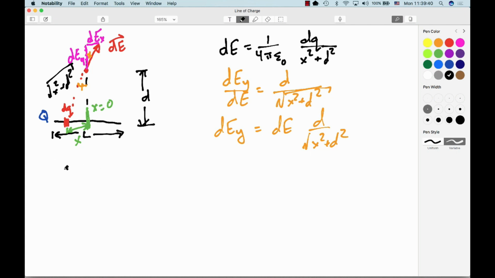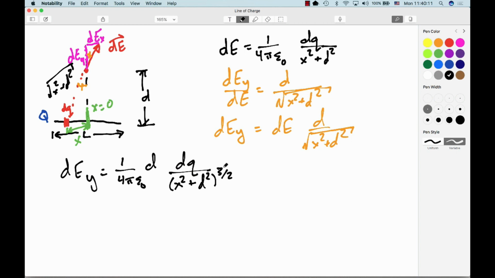And so our dEy would be equal to, putting in for the dE, 1 over 4 pi epsilon naught d times dq over, now here we had a square root of x squared plus d squared. We're going to be multiplying it by another x squared plus d squared there. So that's going to give me x squared plus d squared to the 3/2 power.